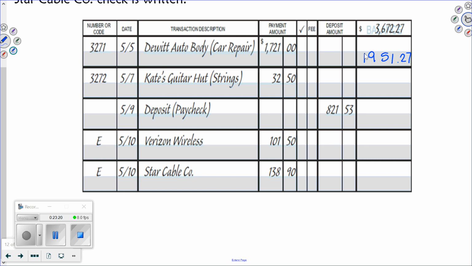All right. They wrote check 3272 to Kate's Guitar Hut for strings. Add that money or subtract that money? Subtract. Some money that's coming out. So 1918.77.